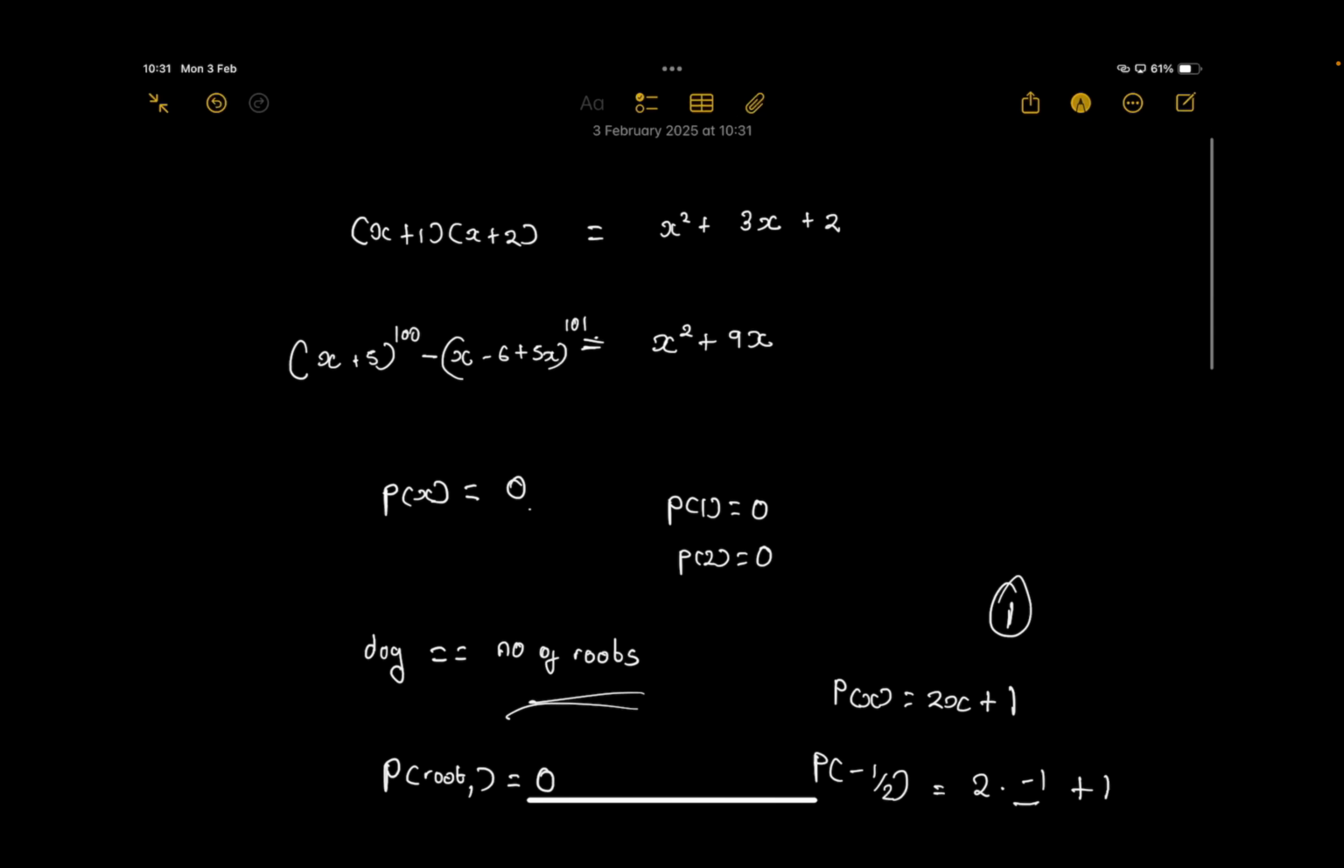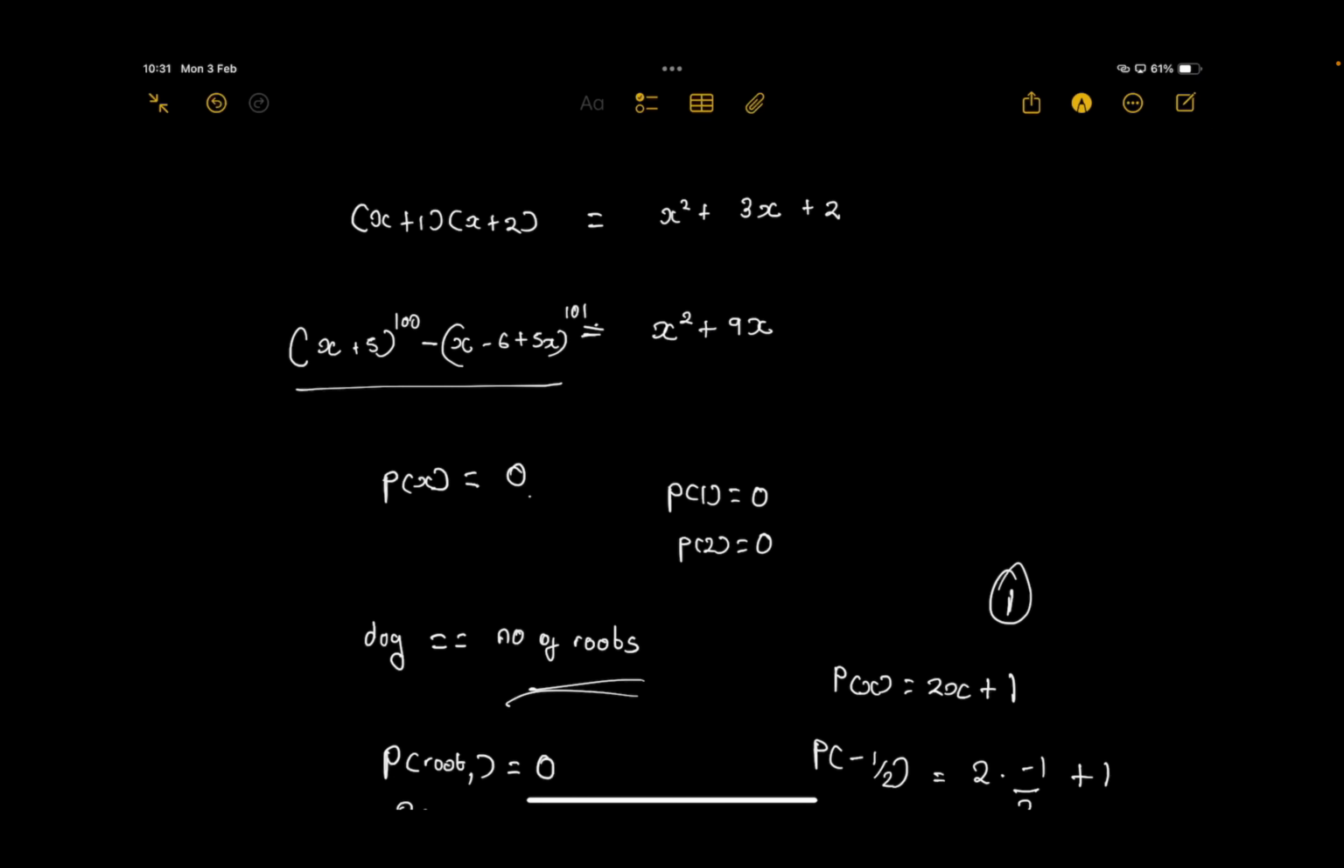Imagine this case where you had this and this, right? You might subtract them without simplifying. So the subtraction is going to be like (x plus 5) to the 100 minus (x minus 6) plus 5x to the 101 minus x squared plus 9x, which is equal to, let's say, p of c. So this is your p of c, and this is the polynomial you want to test. You don't need to simplify. All you now need to do is evaluate it at d plus 1 points and see if all of them give you 0.